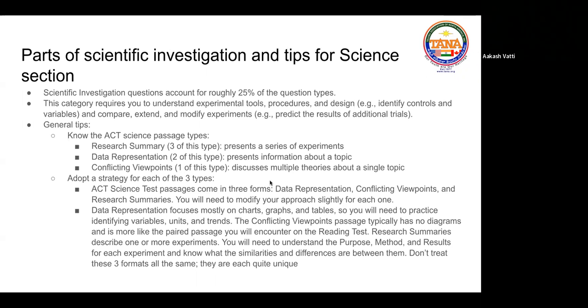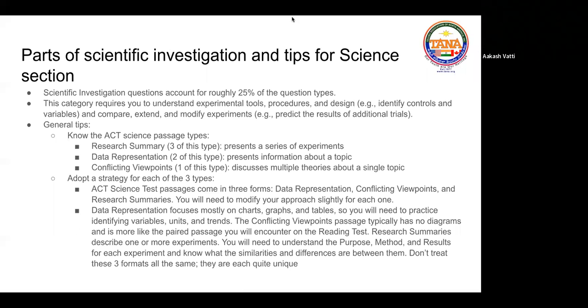And here are some general tips for the science section. So know your ACT passage types. You have 3 passages which present a series of experiments, and these are called research summary passages. You have 2 data representation passages which present information about a topic, and 1 conflicting viewpoint passage which discusses multiple theories about a single topic. So a general tip would be to adopt a strategy for each of the 3 types.